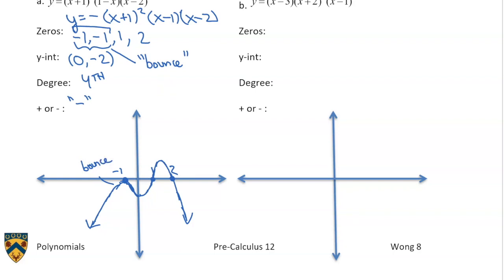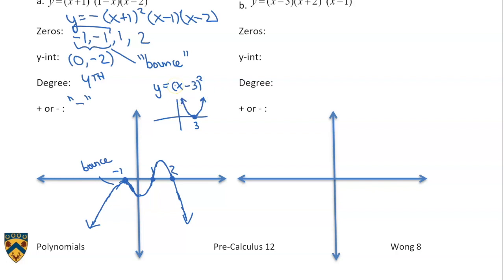If we were to do a sketch of something like y equals (x minus 3) squared, that would be a parabola. It would be a quadratic that would open up and would have an x-intercept happening twice at 3. And so if you were to graph that, it would look like this.